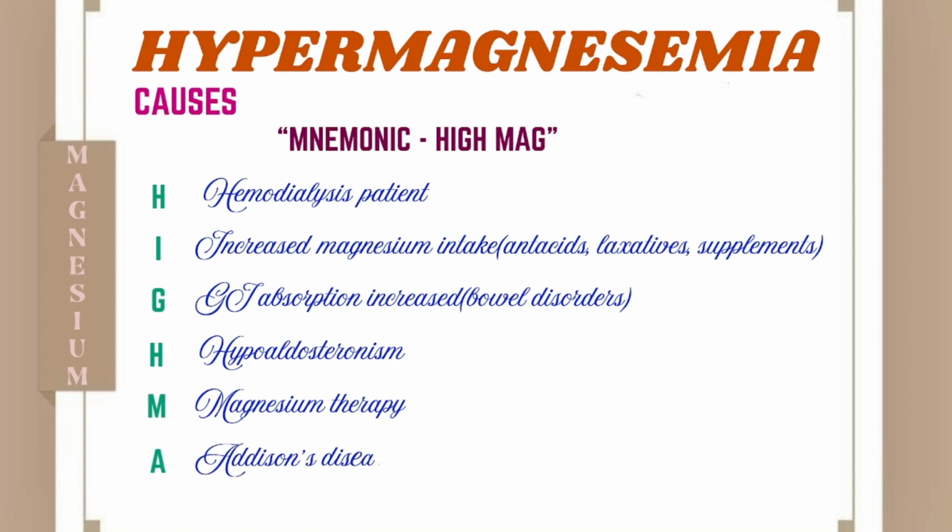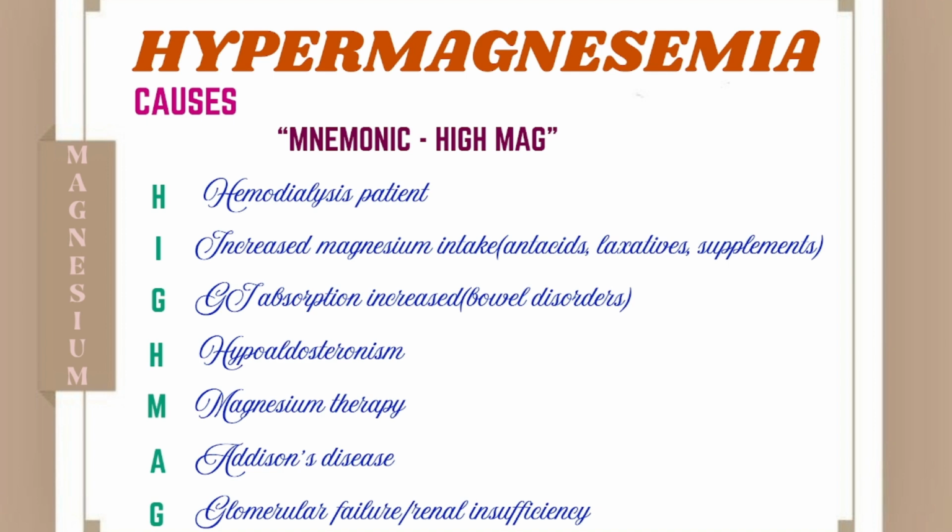A stands for Addison's disease. Addison's disease is an adrenal insufficiency, and this also causes decreased kidney excretion of magnesium. So, as a result, more magnesium is accumulated in the body. G stands for glomerular failure or renal insufficiency. We already discussed if there are damaged kidneys or any kidney failure or kidney problem, the kidneys cannot excrete magnesium effectively, so the level of magnesium rises in the body.